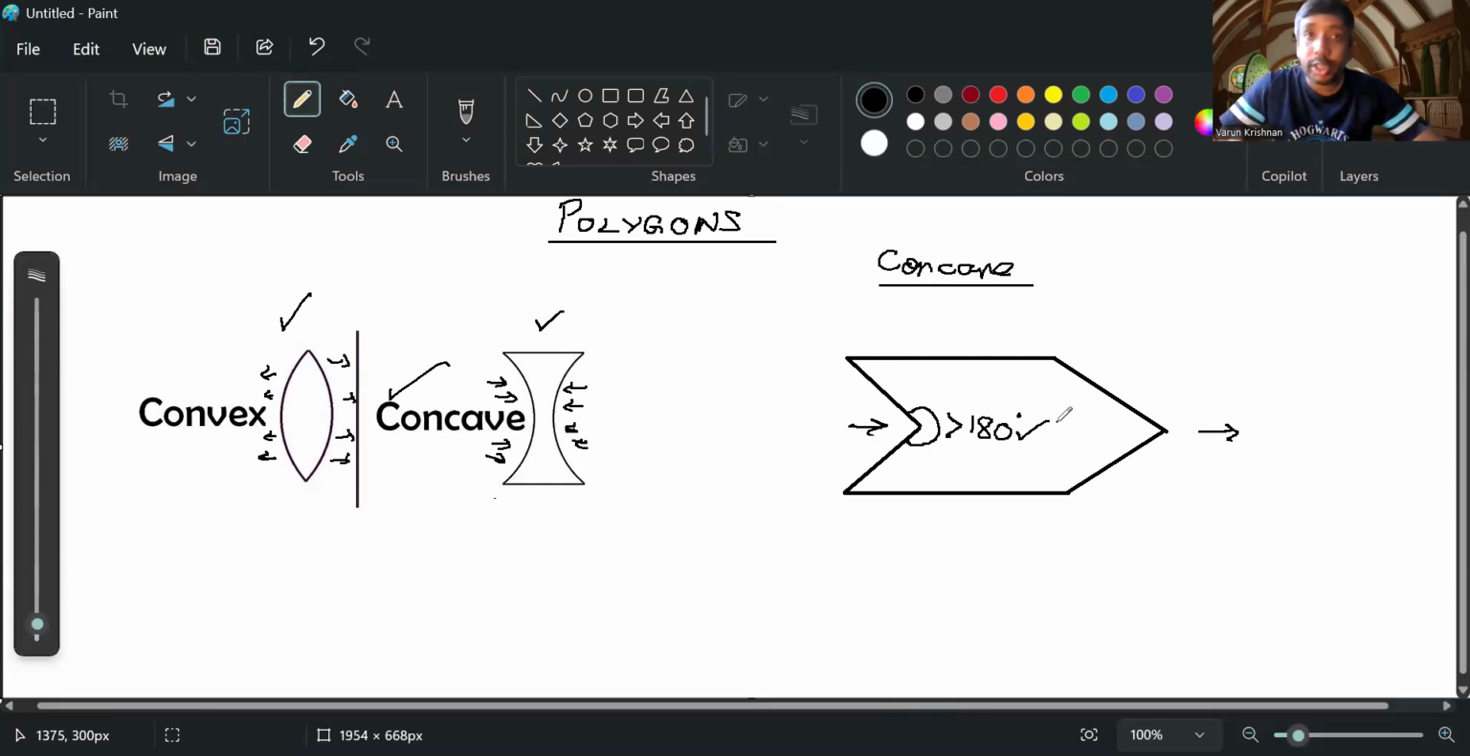Even if one single vertex caves inward, it is a concave polygon. Only when all the vertices bulge outward is it a convex polygon. Or I can say that even if one single interior angle is greater than 180, it is concave. Only when all angles are less than 180 is it a convex polygon. So the quantitative definition of a convex polygon is that all interior angles have to be less than 180. Even if one single interior angle is greater than 180, it will be a concave polygon.